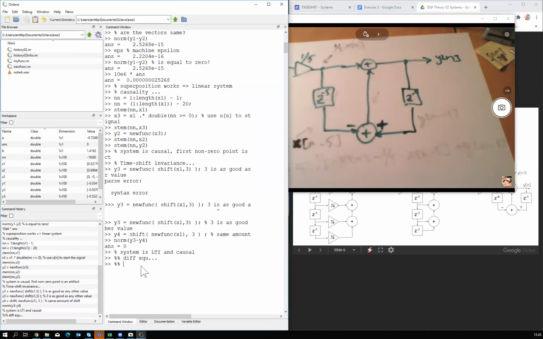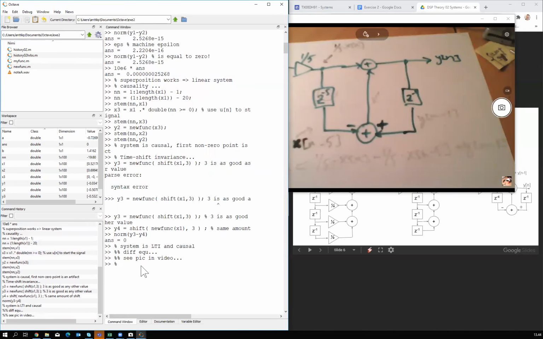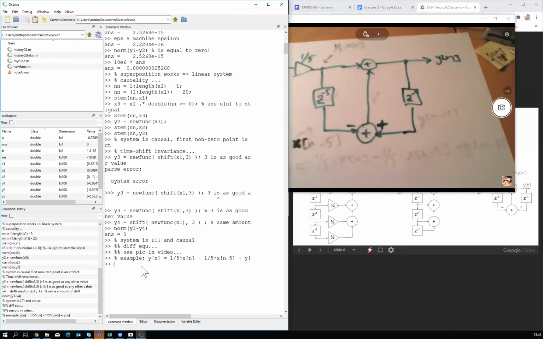Example, y of n equals 1 divided by 5 times x of n minus 1 divided by 5 times x of n minus 5 plus the previous value. So we are just updating the previous value. So it doesn't show up in here. It shows on the command window though. Okay, so that's our difference equation.